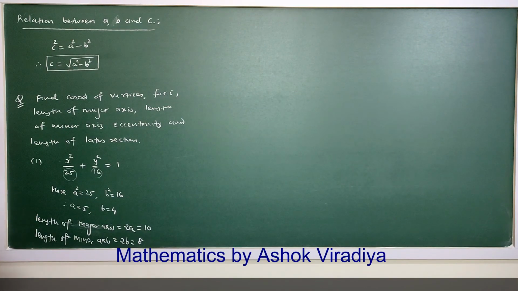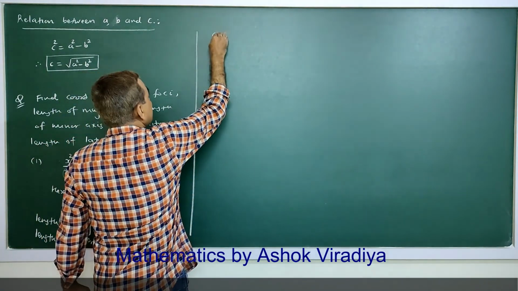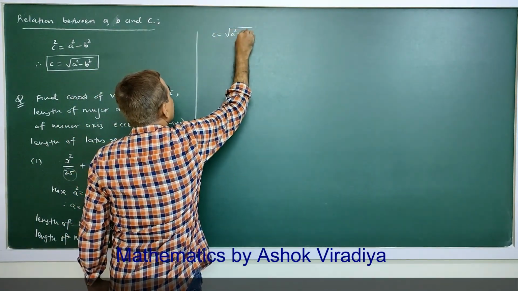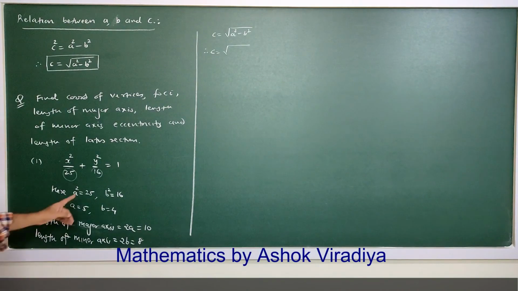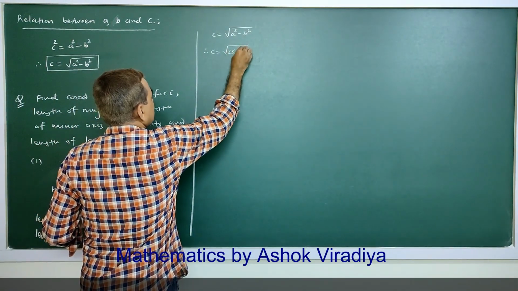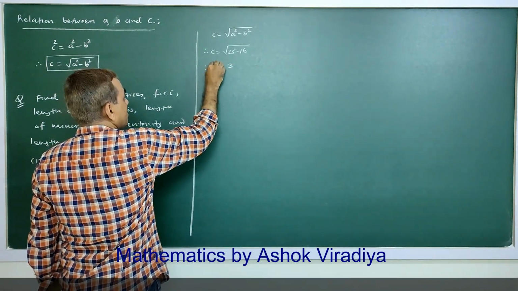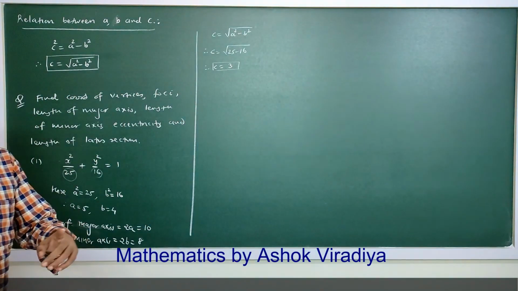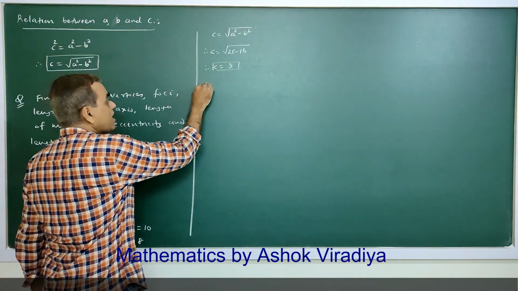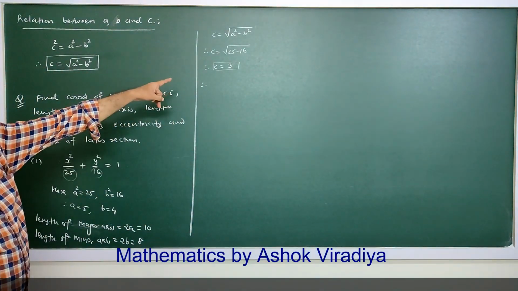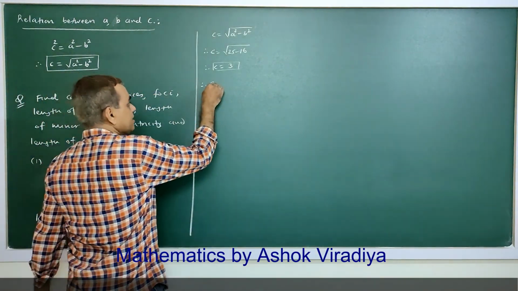Now we can calculate c by this formula. C is equal to square root of a square minus b square. So square root of a square is 25, b square is 16. So c is root 9, that is 3. So this is the distance of any focus from origin. Therefore coordinates of foci are clear now.